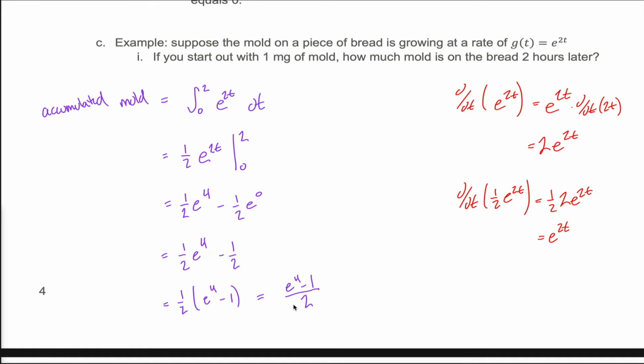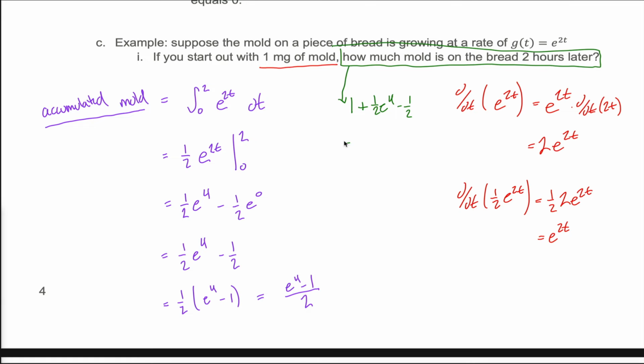You're like, great, so any one of these is my answer? No. Any one of these tells you how much mold accumulated in those 2 hours. But the question is, how much mold is on the bread in 2 hours? We started out with 1 milligram of mold. We started out with 1 and we accumulated this much more. So the answer to how much mold is on the bread 2 hours later is this 1 plus this answer, 1/2 e to the 4th minus 1/2.